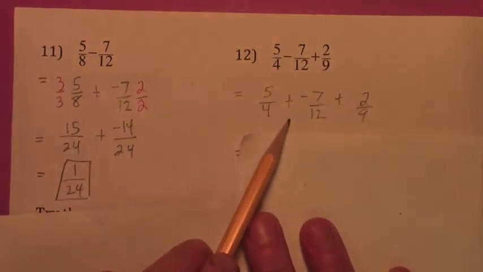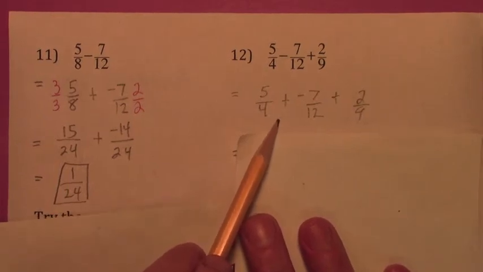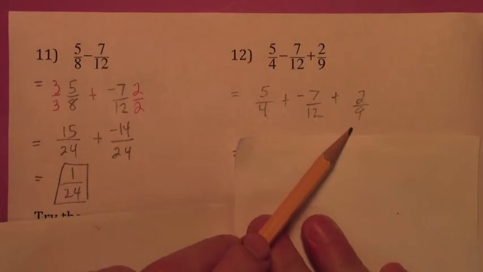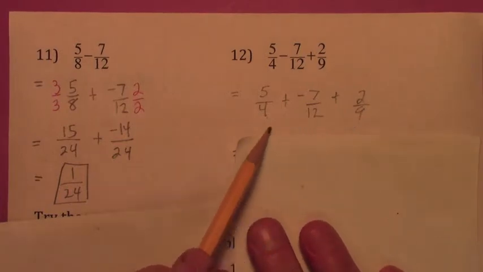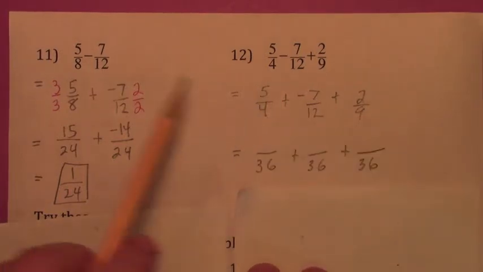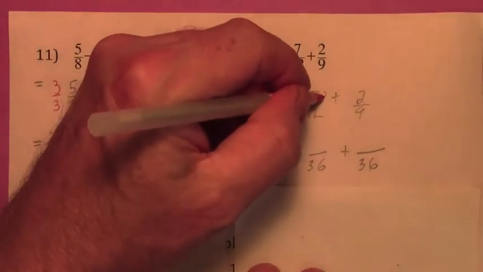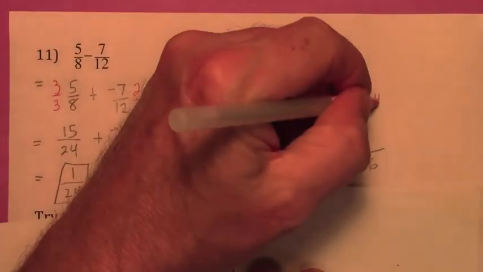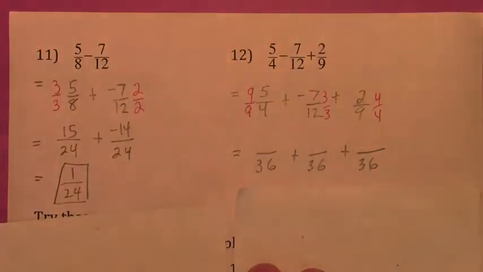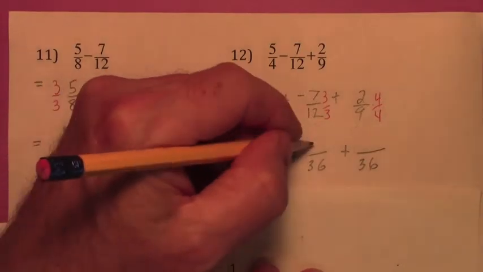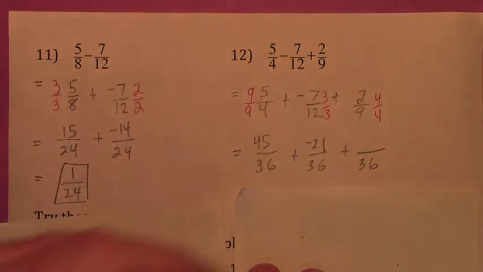Let's change this to additive form. What's the least common denominator between 4, 12, and 9? Let's see. I think it's 36, isn't it? Yeah, 36. So you multiply this on top and bottom by 9 to get 36. This on top and bottom by 3, and this on top and bottom by 4 to get 36. So you get 45 over 36 plus negative 21 over 36 plus 8.